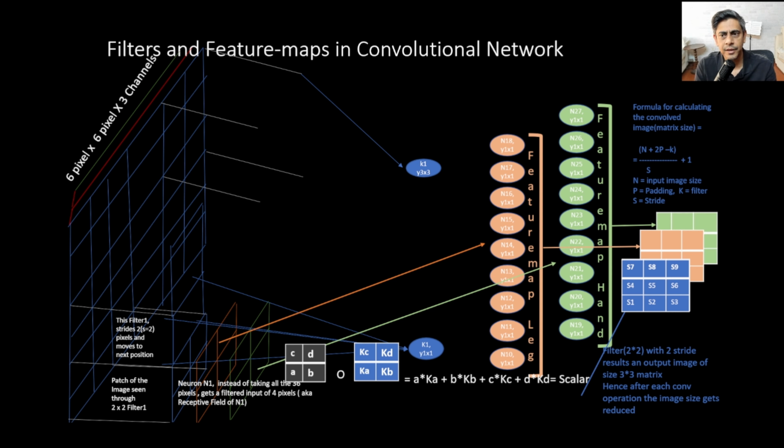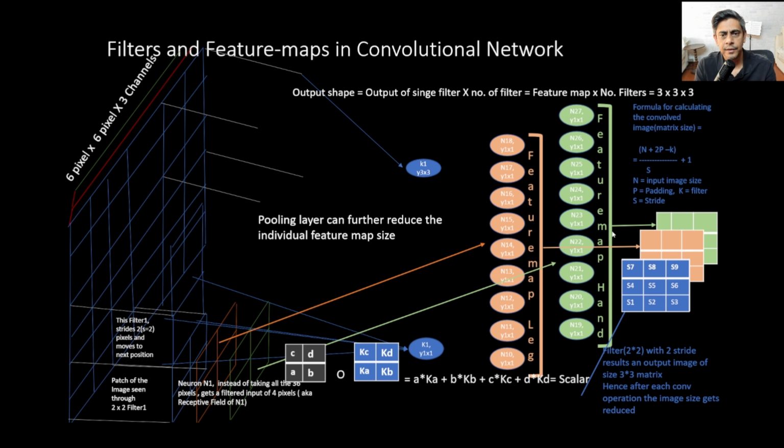And at the end, I would also like to say that this feature map can be further downscaled by a pooling mechanism, where it can take the maximum or the average of these values and then pass it to the next layer. That is how images are learned in a convolutional neural network.